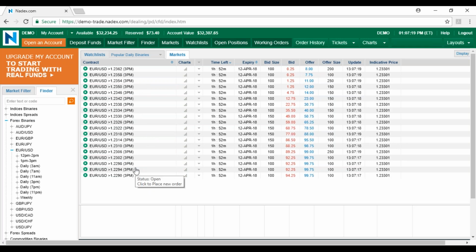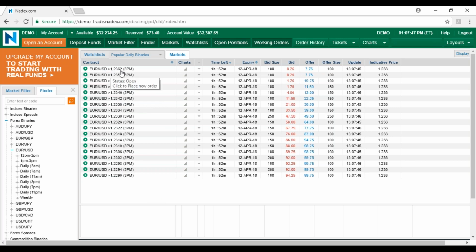Okay. So right now we're about 1:04 Eastern time. These binaries just opened up and they expire at 3 p.m. So we've got about an hour and 52 minutes until expiration. Each one of these lines, each one of these different numbers, these different strike prices, each one of these is a different binary contract. And this is what we call the strike ladder.